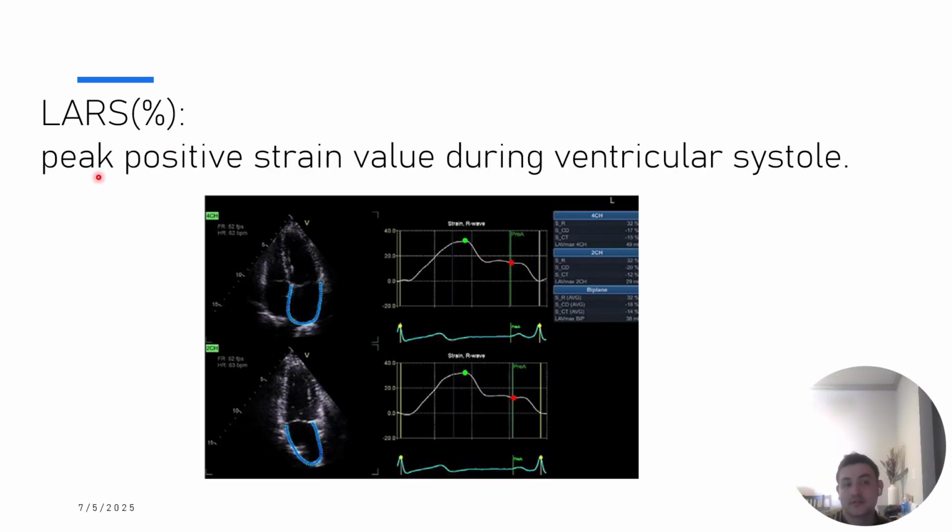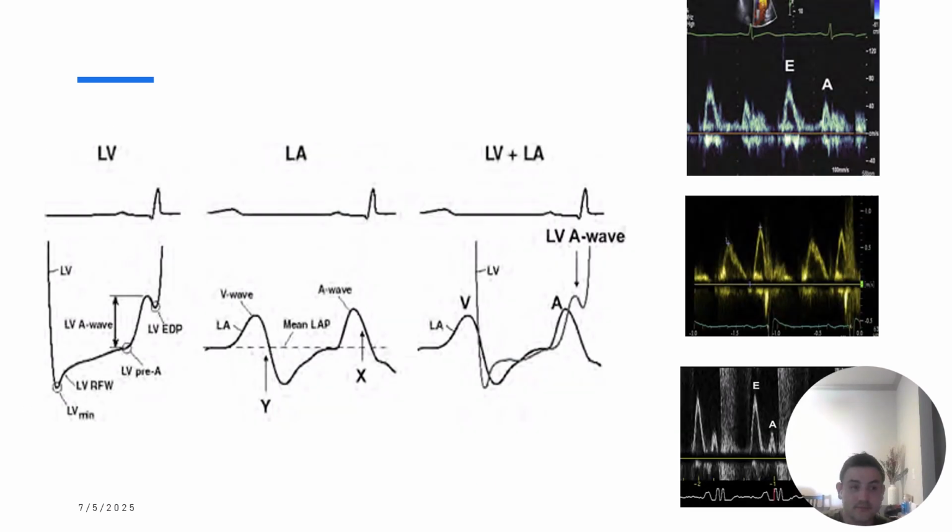LARGE, what is LARGE? It is the peak positive strain value during ventricular systole. So you're going to have a sample here in the LA, and 18 is the cutoff. This marker is not widely used in clinical practice. Probably in the future it's going to become more familiar to many clinicians, but right now we don't use it in normal clinical practice.